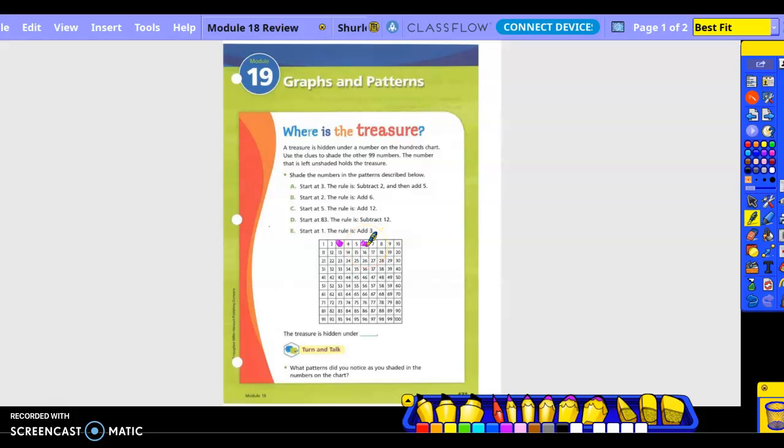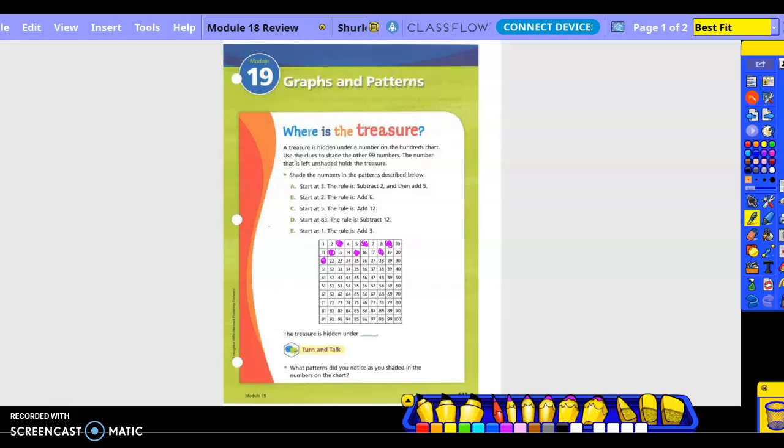Okay. Subtract 2, I'm at 4. Add 5, I'm at 9. Subtract 2, I'm at 7. Add 5, I'm at 12. Subtract 2, I'm at 10. Add 5, I'm at 15. Subtract 2, I'm at 13. Add 5, I'm at 18. Subtract 2, I'm at 16. Add 5, I'm at 21. Subtract 2, I'm at 19.